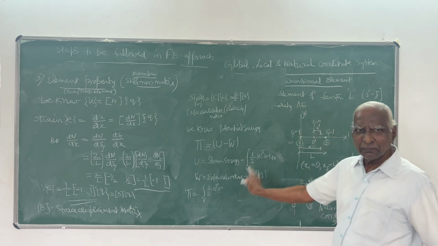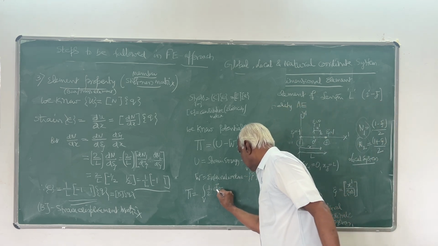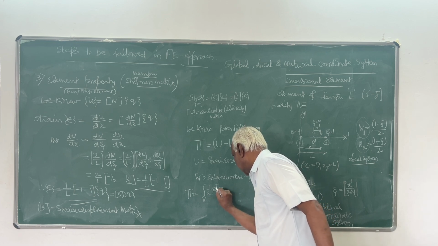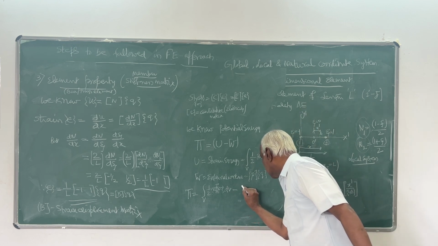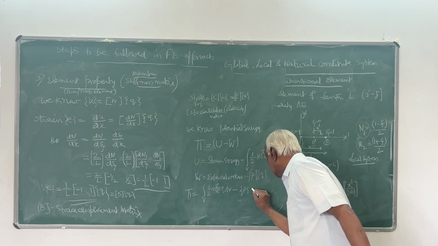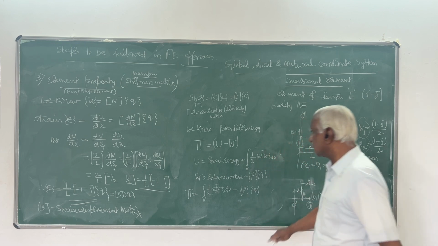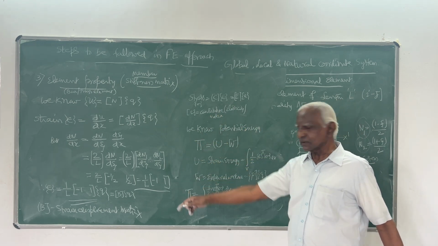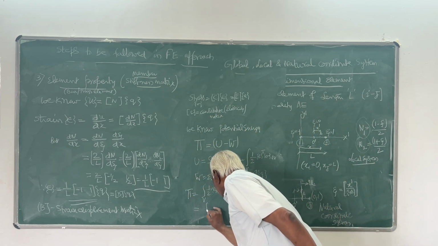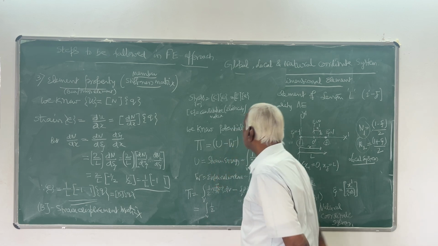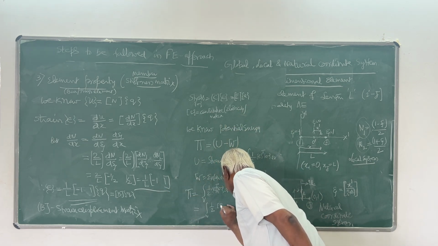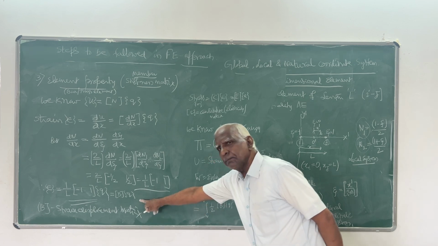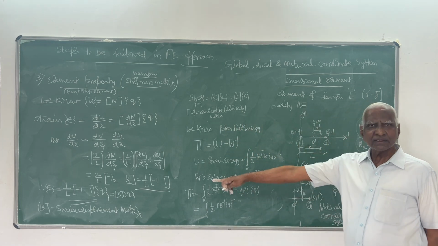Pi equals U minus V, where U is the integral of half epsilon transpose sigma dV, in matrix notation, minus P transpose Q. You substitute epsilon and sigma. You will get half, and epsilon transpose is nothing but B transpose Q transpose. Correct? That is epsilon.